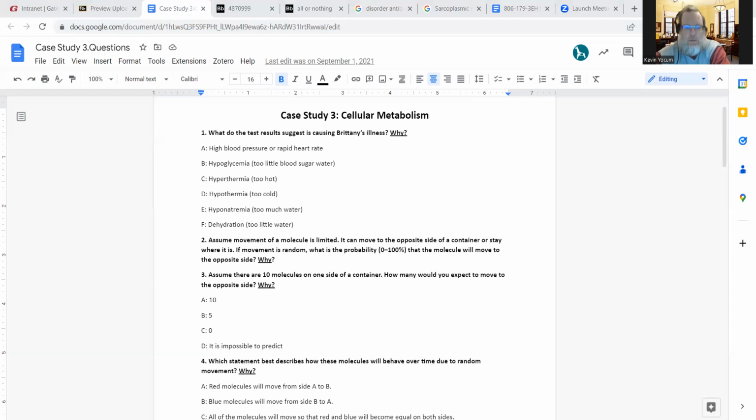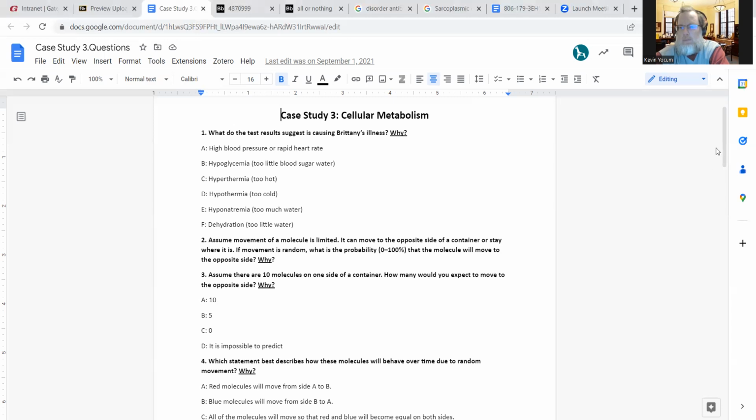Okay, so let's see. Assume movement of molecules is limited, it can move to the opposite side of a container or stay where it is. If movement is random, so kind of like flipping a coin, it can go here or there. It can be heads or tails. Well, so what are the chances that it's going to move to the opposite side?